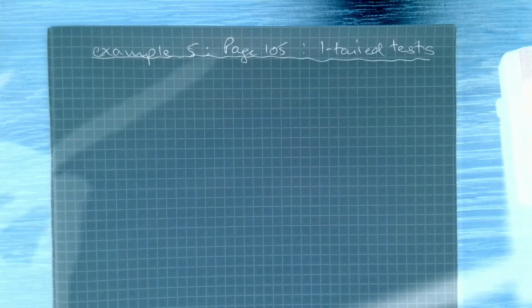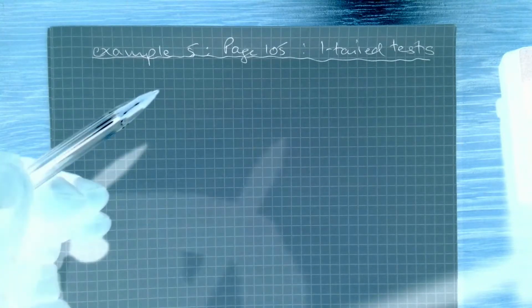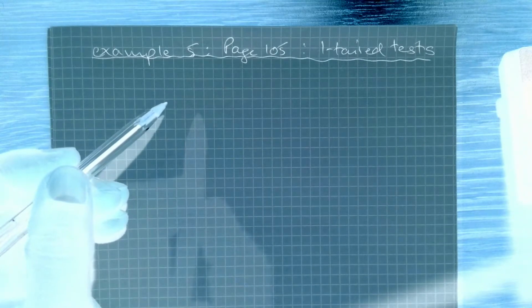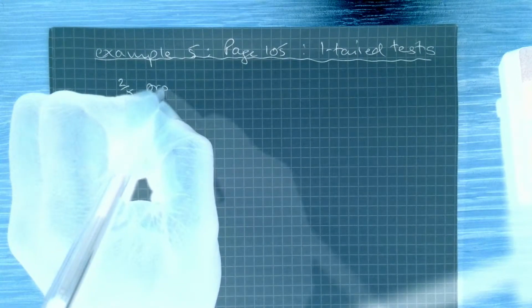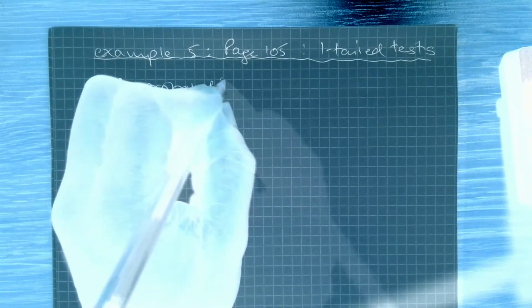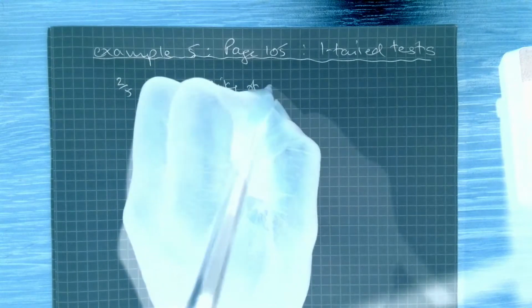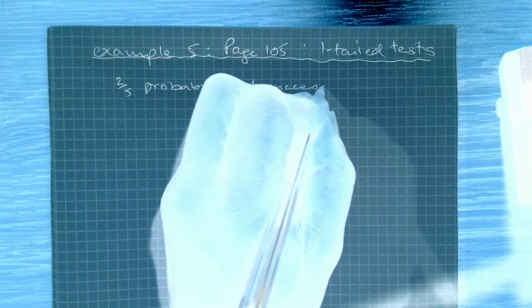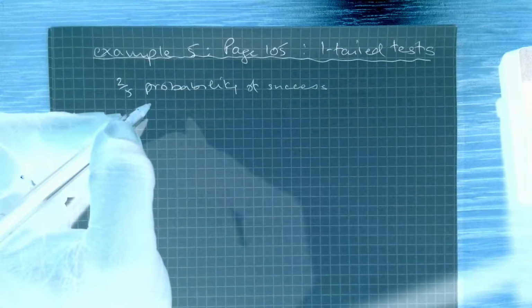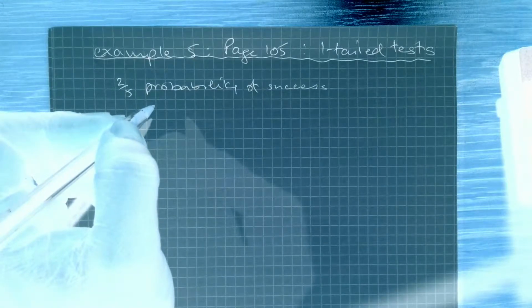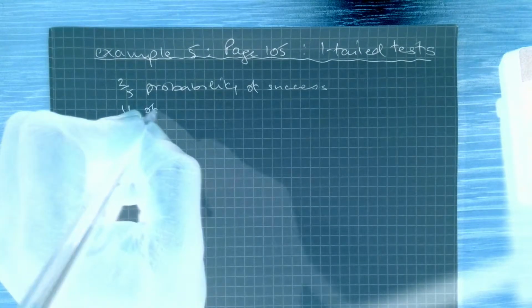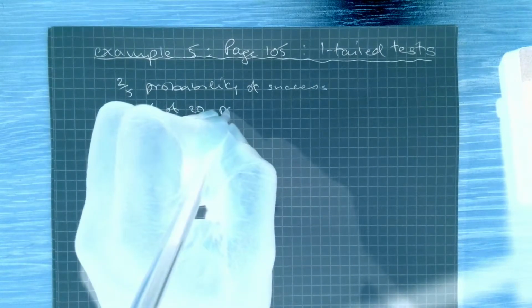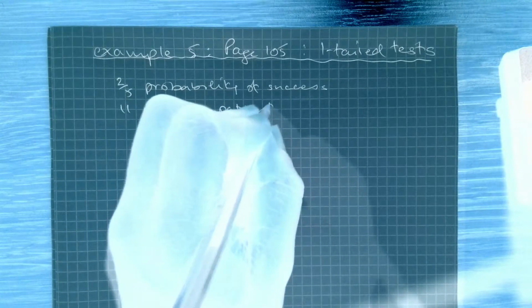So it says the standard treatment for a particular disease has a 2/5 probability of success. And it also says that a certain doctor has undertaken research in this area and has produced a new drug which has been successful in 11 out of 20 patients. So 11 out of 20.